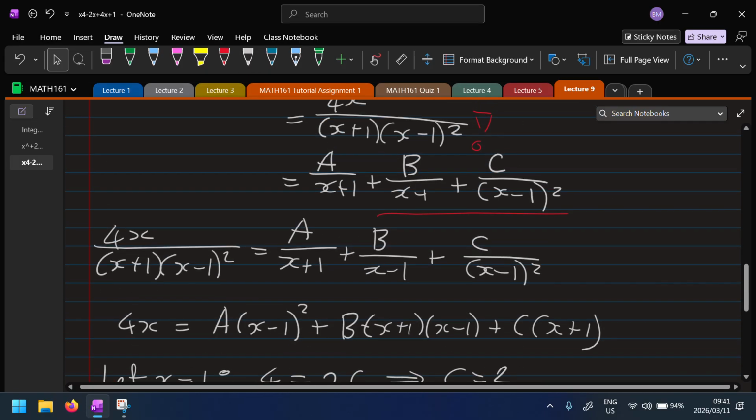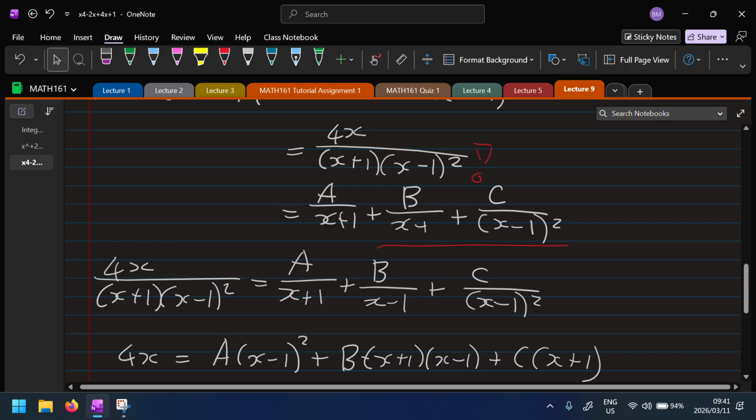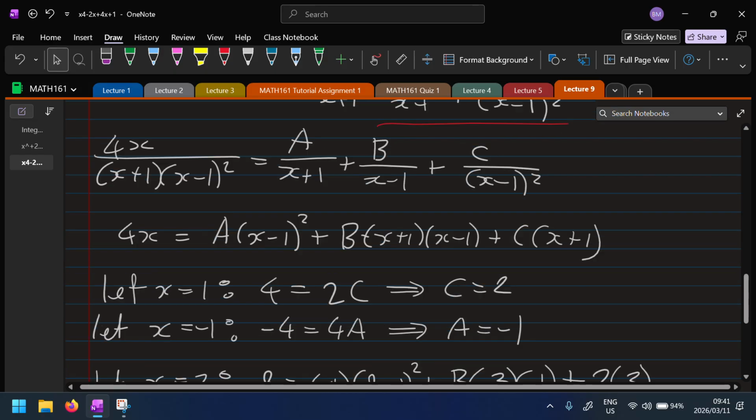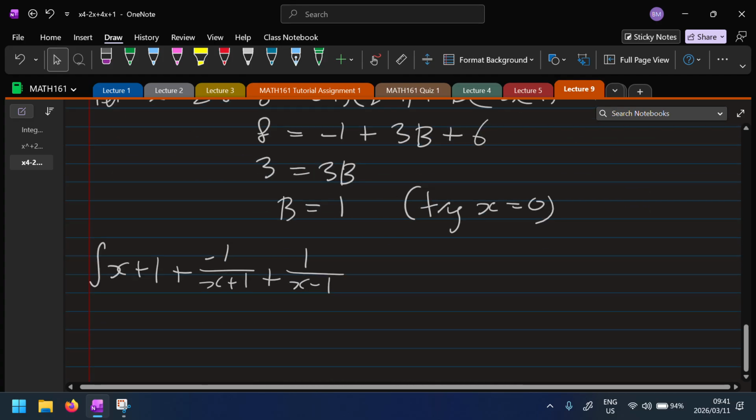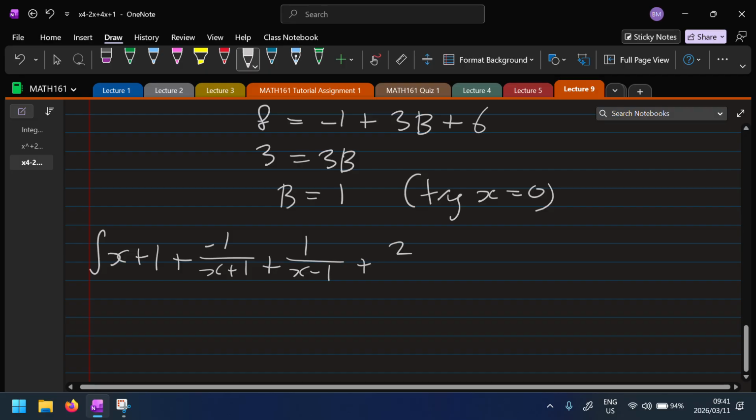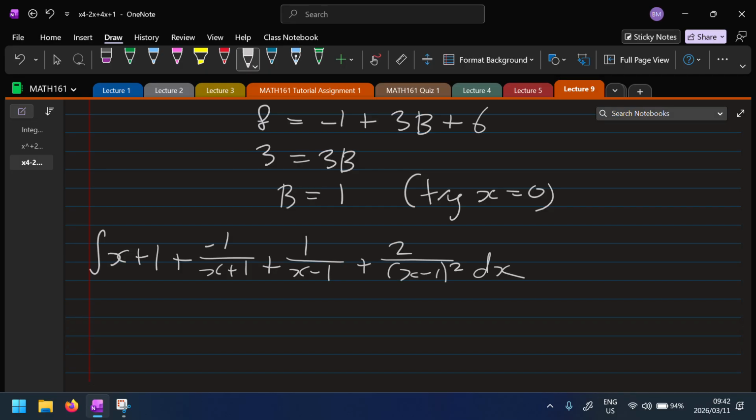And we go back a bit. Then we said C over x minus 1 squared. And we had here C was 2. Okay. And at this point, please do not mix up your A, B, and C's. So we said A for the first one, B for the second, C for the third. You need to keep that same order. Otherwise, you're swapping numbers around.